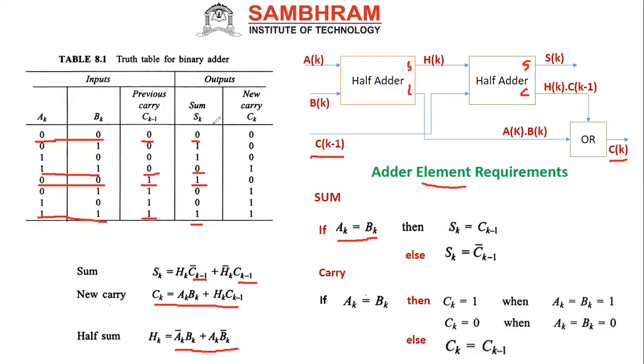Now from this I can write the generalized way. What I can say, if AK is equal to BK, then my SK is equal to what? CK minus 1. That is what here, SK is equal to CK minus 1.